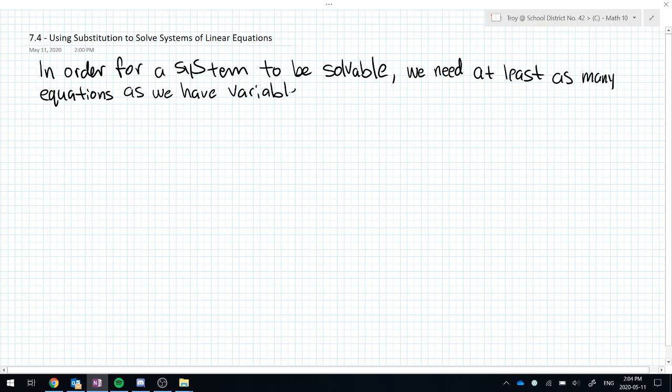So what does that mean? Something like x plus y equals 2 and 2x minus y equals 3. Here we have two equations and we have two variables. We have x and we have y. So in this example, we do have as many equations as we have variables. So that would be solvable.